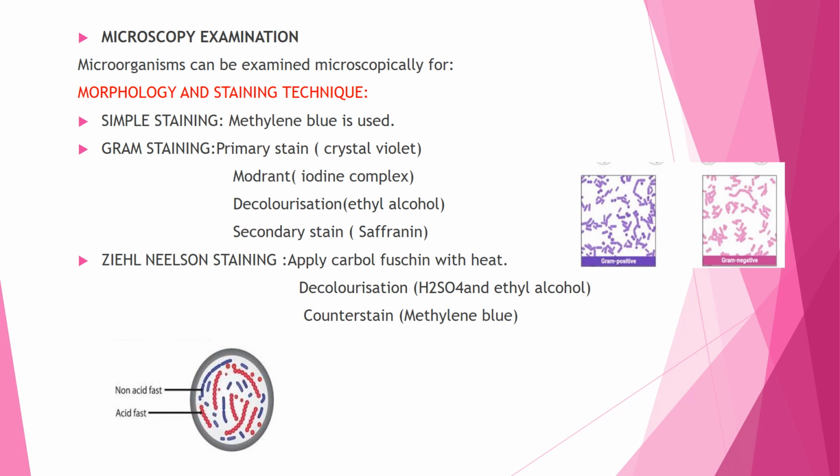For the Ziehl-Neelsen staining, we apply the carbol fuchsin with heat on the slide containing the smear. Then we add the decolorizer, which involves H2SO4 and ethyl alcohol, followed by washing with distilled water. Then we add the counterstain, methylene blue. By applying the carbol fuchsin in the acid-fast staining, acid-fast bacteria are pink or red in color, whereas the non-acid-fast bacteria are blue or purple.